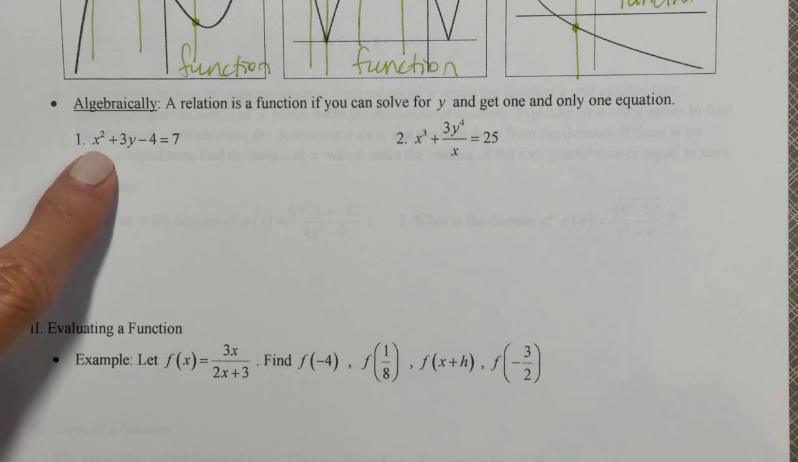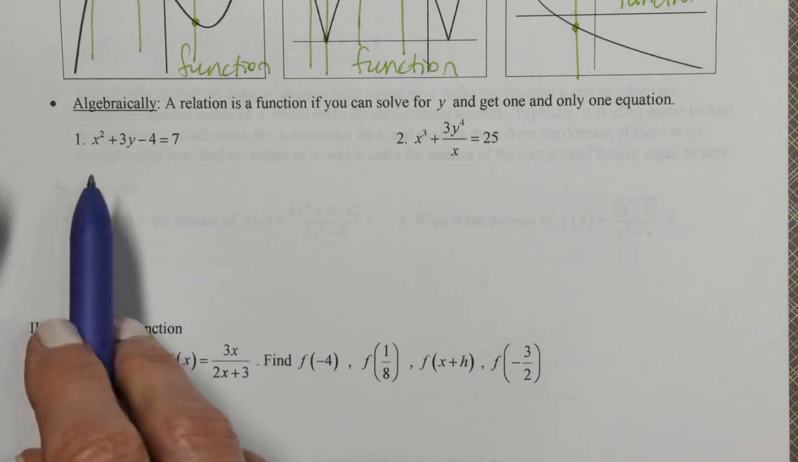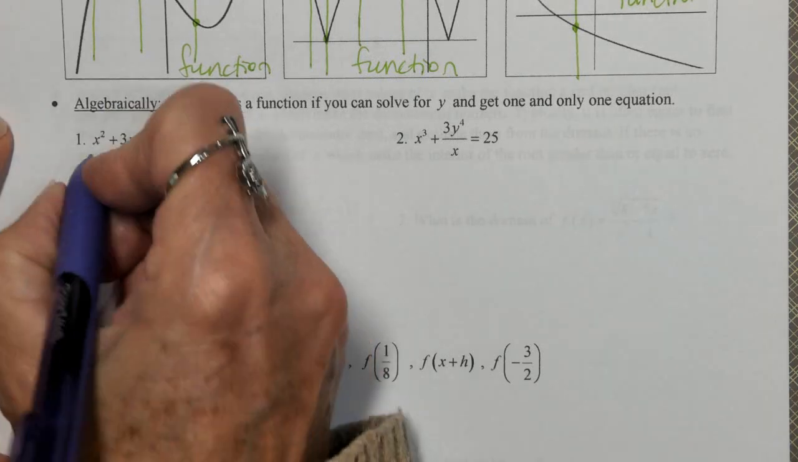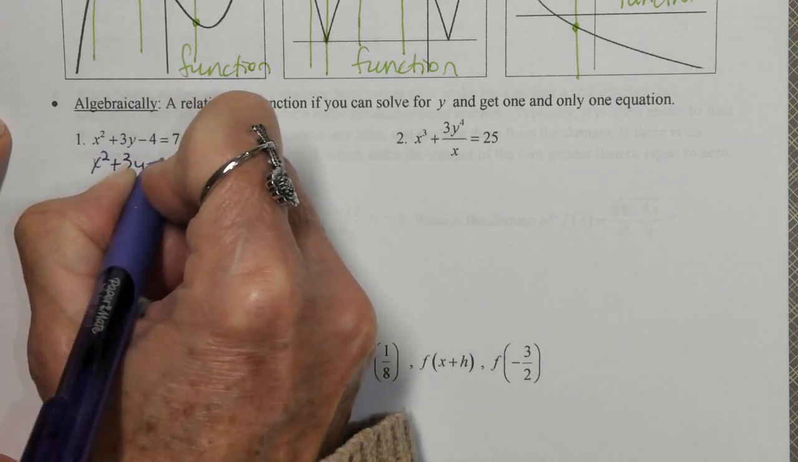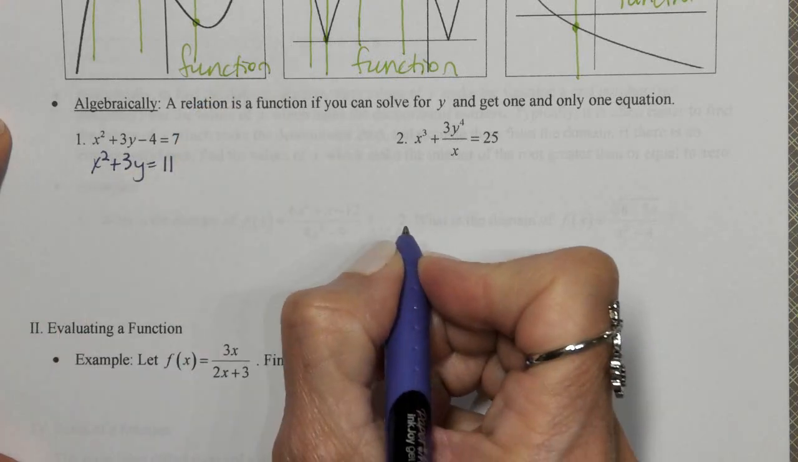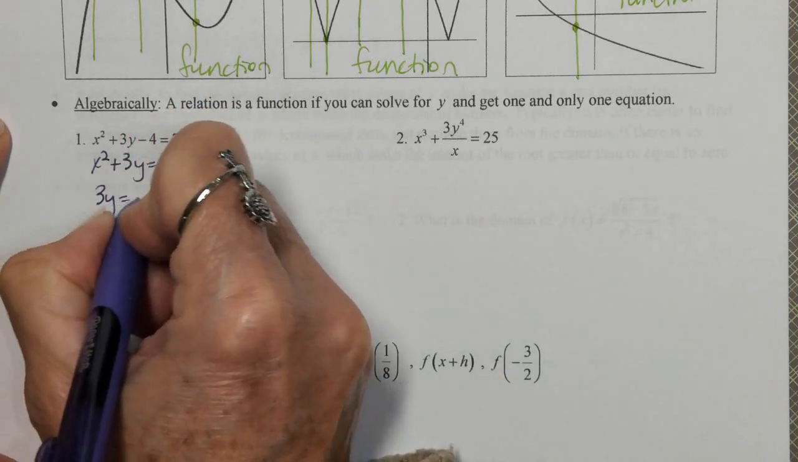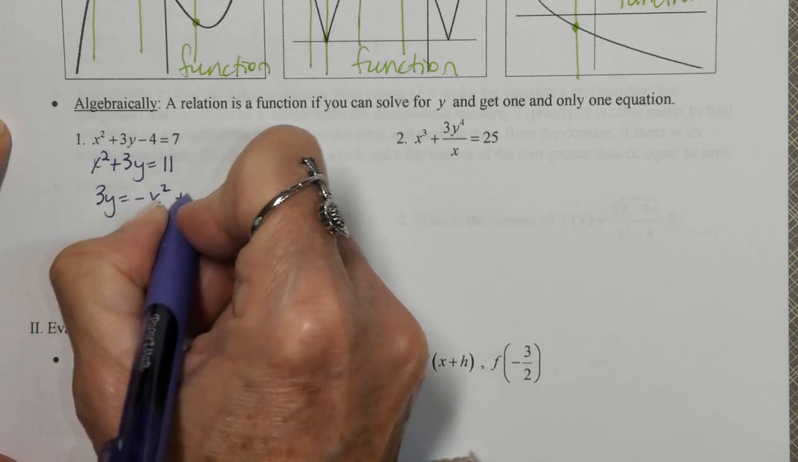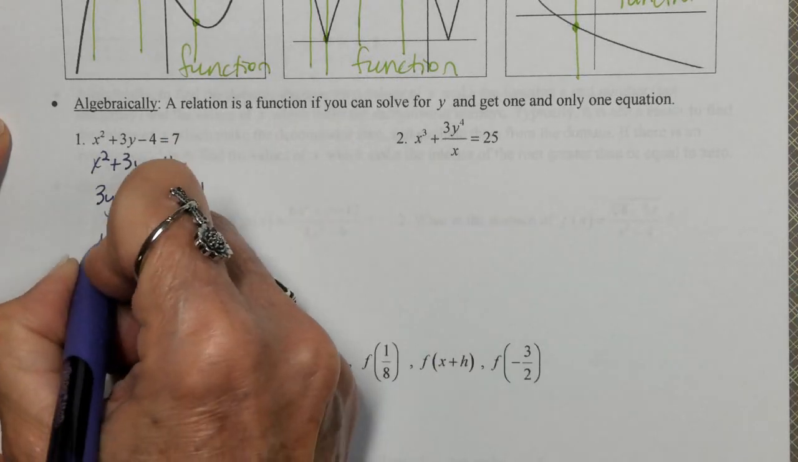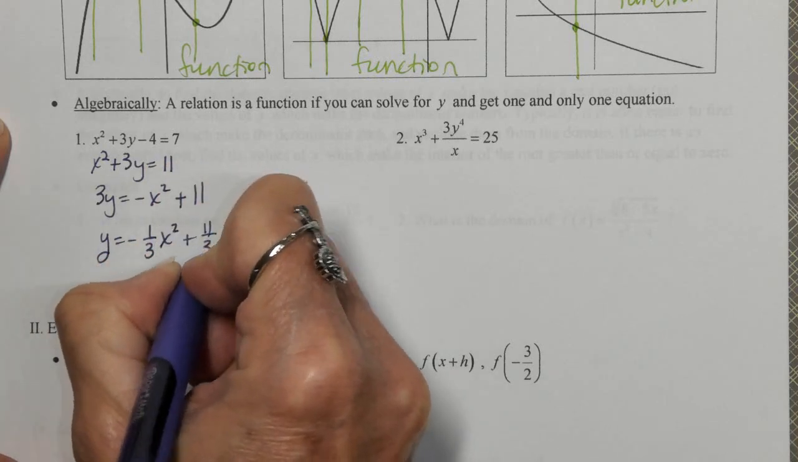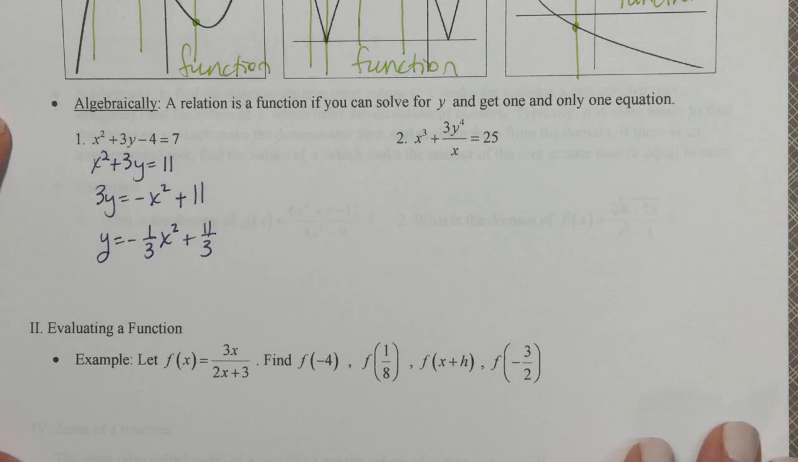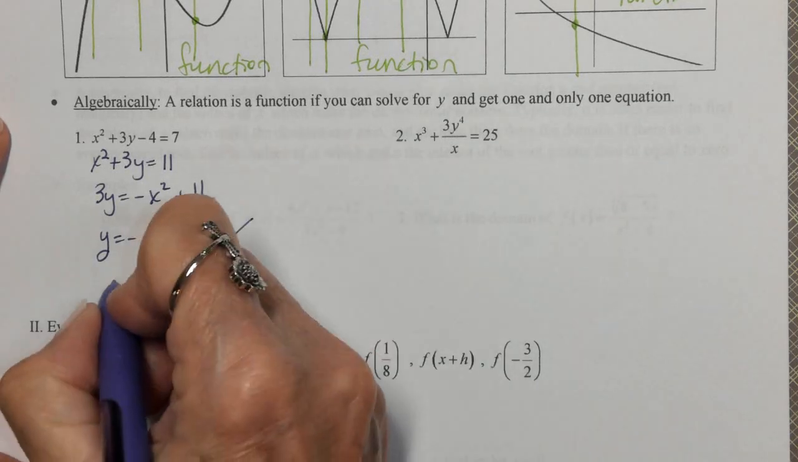So for this one, I actually know already what this graph is. This is the graph of a parabola pointing up, right? Actually, it's a parabola pointing down. But because when we solve for y here, now move the 4 over, move the x squared over, divide both sides by 3. I get one and only one equation for y. So yes, this is a function.